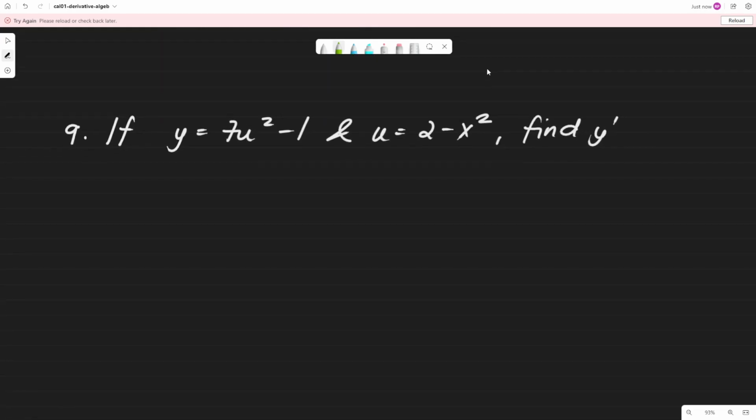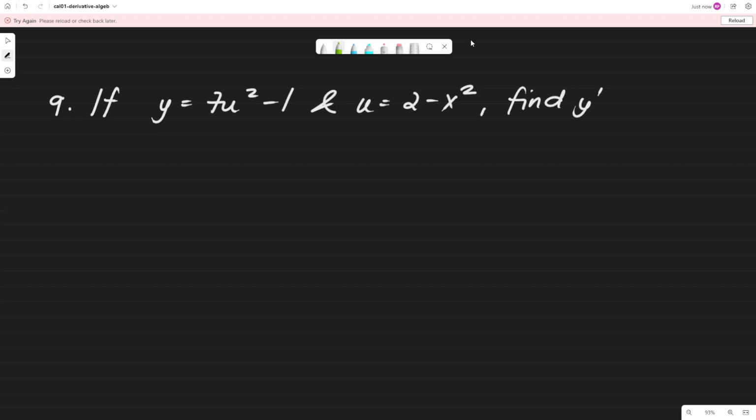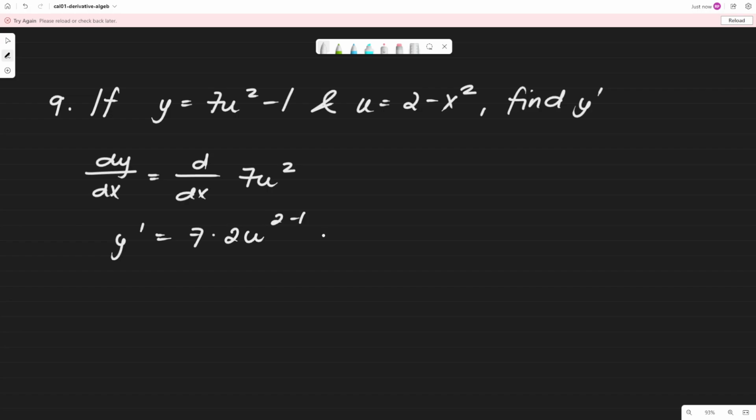Then here, we have y is equal to 7u squared and u is equal to 2x minus x squared. Find y prime. So we have dy over dx, which is equal to the derivative of 7u squared. So we have y prime is equal to 7 times 2u raised to 2 minus 1 du. This is just simply 14u du. Let's find the value of du. u is equal to 2x minus x squared, so du is equal to 2 minus 2x. So we can substitute.